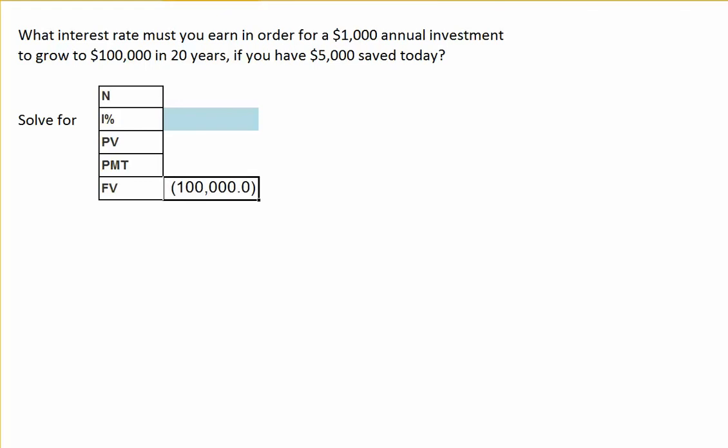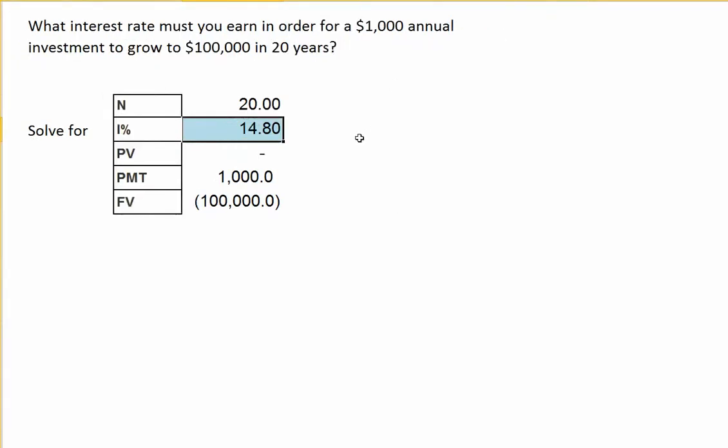Well, once again, the future value will be entered as a negative $100,000 because it's an amount we want to take out. We're going to make an annual payment or put in $1,000, so that will be positive. The $5,000 we're putting in today also will be a positive amount. We've got 20 years for our annuity, and let's finally solve then for the interest rate. With an initial contribution of $5,000, we would only need to earn a 10.68% annual rate of return compared to the 14.8% annual rate of return we would need to earn if we didn't have that $5,000 contribution today.